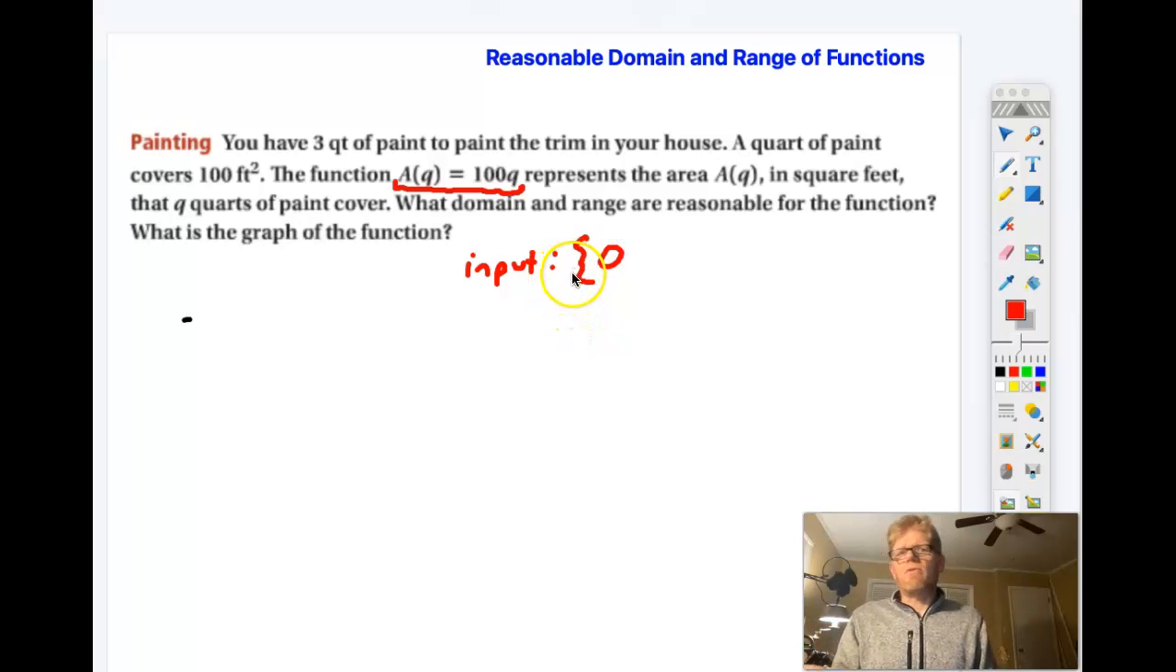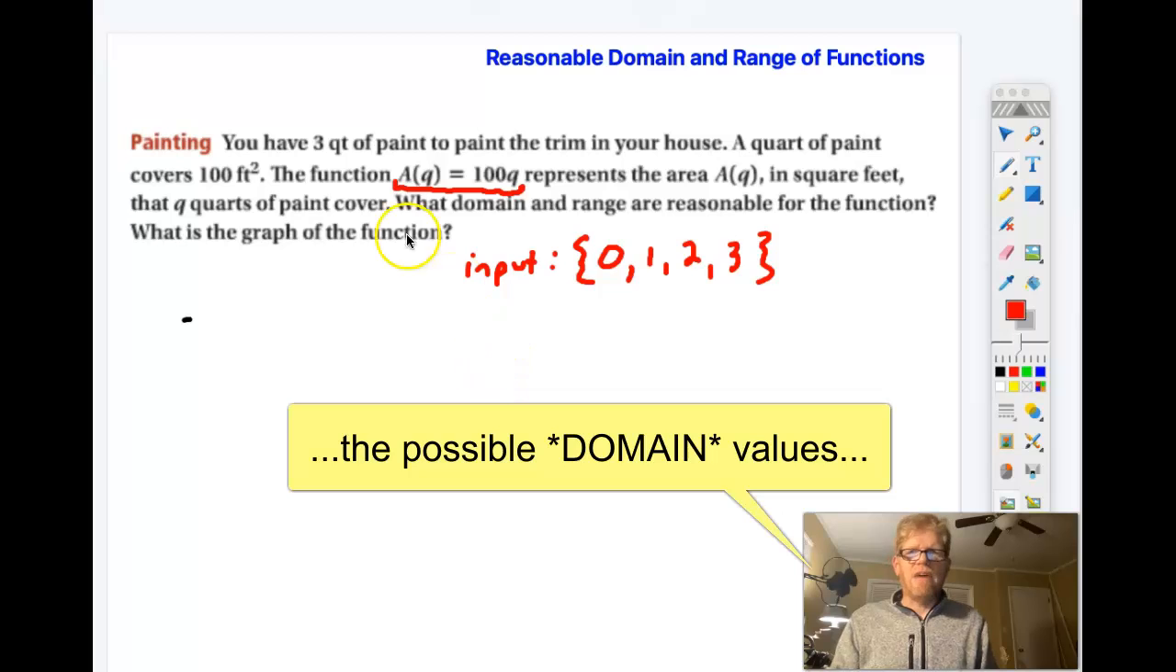We could put in 1 quart of paint. We could put in 2 quarts of paint. We could put in all kinds of values. So we have 3 quarts of paint to paint the trim in our house. So we could put in 4 quarts of paint, but we only have 3, so that doesn't make any sense either. So we have 0, 1, 2, and 3. Those are the possible quarts of paint. That's the possible domain of values.